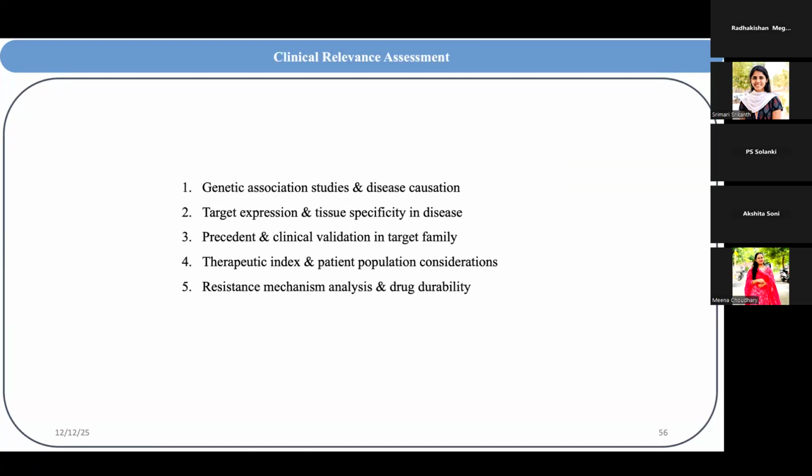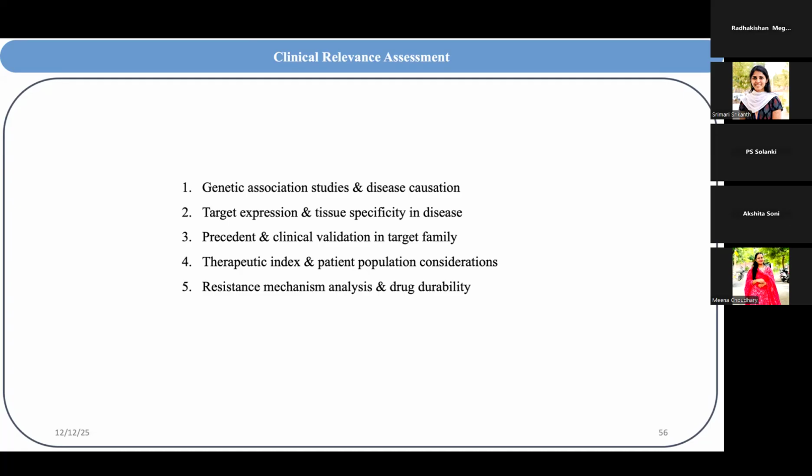After that, once we have identified everything, we should do the clinical relevance assessment. For genetic association studies, we look at genome-wide association and target expression and tissue specificity. Again, transcriptomics and proteomics studies will come. In clinical validation, we search for FDA-approved drugs or clinical compounds, and for therapeutic index and patient populations, we have to calculate the therapeutic window and off-target toxicity.